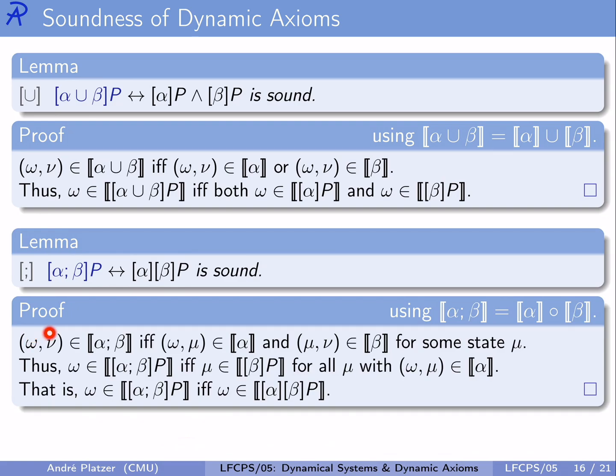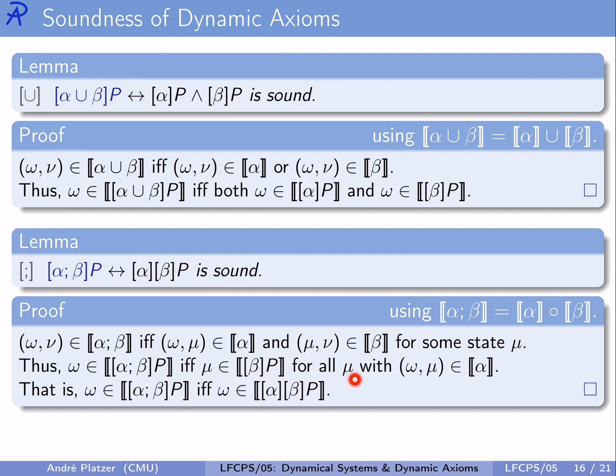From an old state omega do we get to a new state nu by first running alpha then beta, if and only if for some intermediate state mu can we get from the old state to the intermediate state by running alpha, and from the intermediate state to the new state nu by running beta. And that means the left-hand side formula is true in the state omega if and only if the intermediate state satisfies that all beta behaviors are safe.